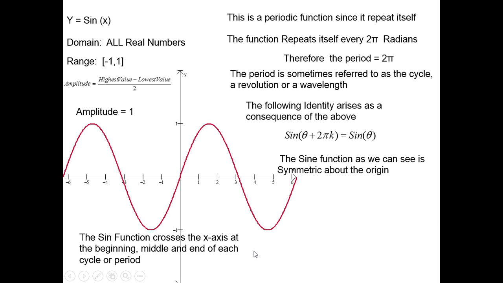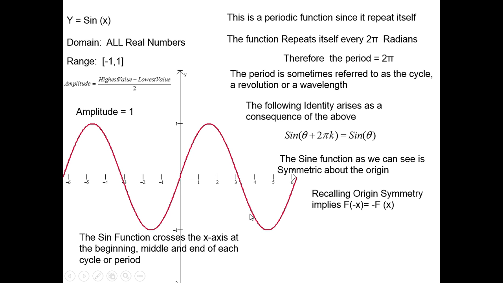You can also see that the sine function is symmetric with respect to the origin. In other words, if we pivot the right half of the sine graph around the origin by 180 degrees, it would fall right onto itself.